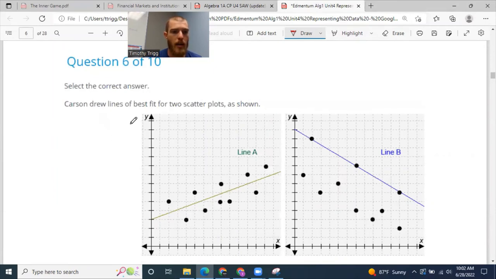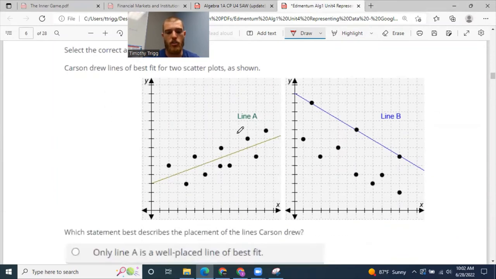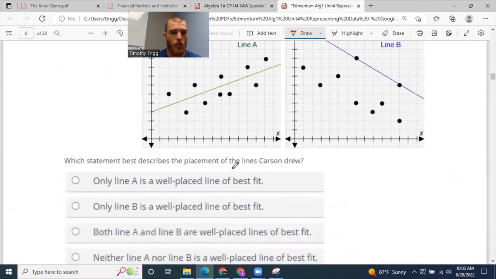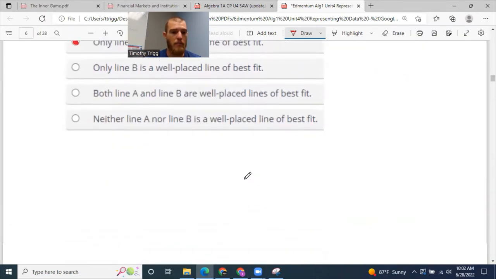Carson drew lines of best fit for the two scatter plots as shown. Okay, so you can see for line A, this looks like a good line of best fit. It goes through like the average of the points. Line B, even though it goes through some points, this is not a good average, right? So line A is a well-placed line of best fit. Line B is not.